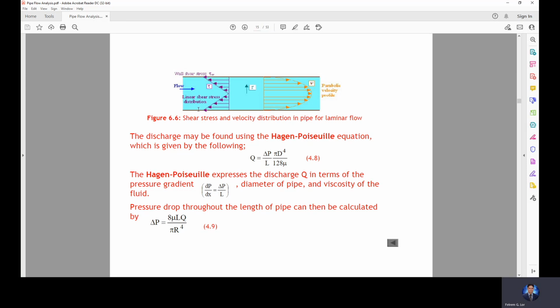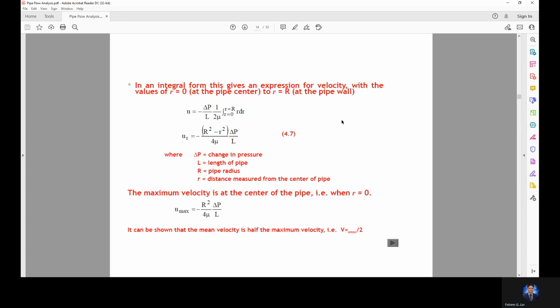It looks like the pipe is pinched at the middle, so in actual form it looks like a conical shape. Minimum at the middle, maximum at the side. So you can see that when the stress at the side is maximum, the velocity is minimum. When the stress is minimum, the velocity is maximum. So minimum velocity, maximum stress. Minimum stress, maximum velocity. Okay?